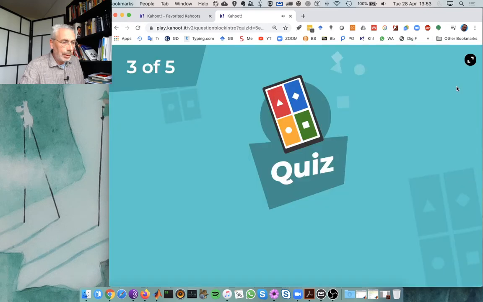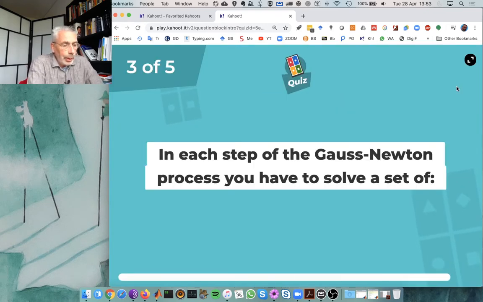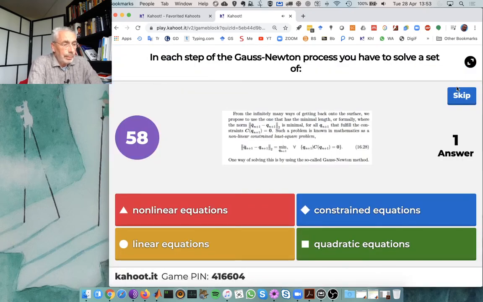Third question. In each step of the Gauss-Newton process, you have to solve a set of what sort of equations?